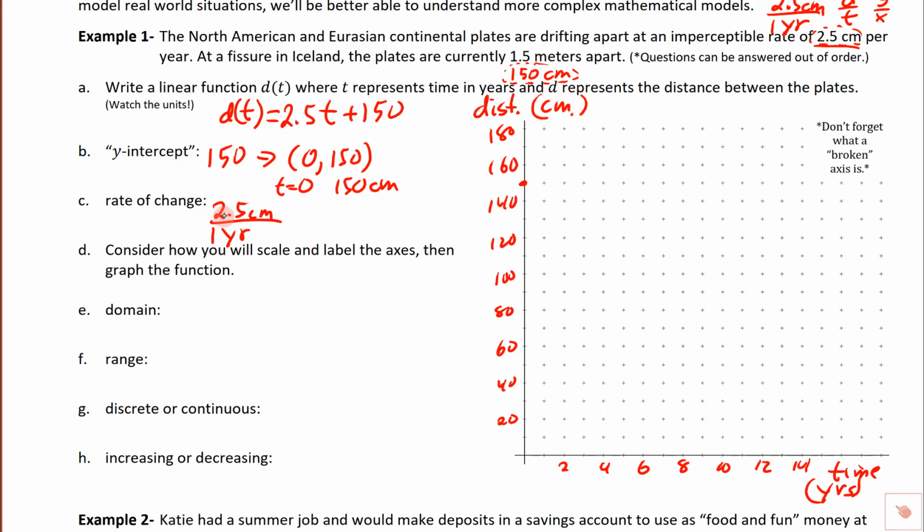Then this is positive, so this is going to go up 2.5 centimeters. If this is 150, I'll go ahead and put that, we're going up 2, so that's going to be 152.5, maybe about right there, and we do that in 1 year. Then another 2.5, so 2.5 plus 2.5 is 5, so 155 in 2 years. Another 2.5 would be 157.5 in 3 years. And finally, after 4 years, we go 10 centimeters. So we could graph it like this, but you'll notice this doesn't look very good.